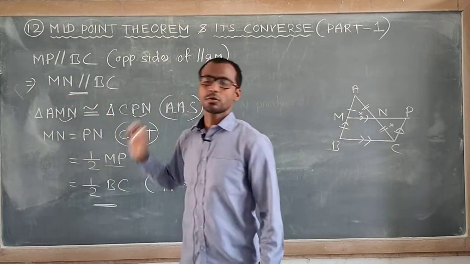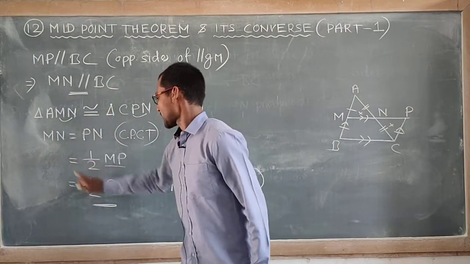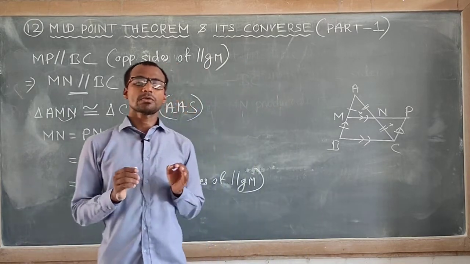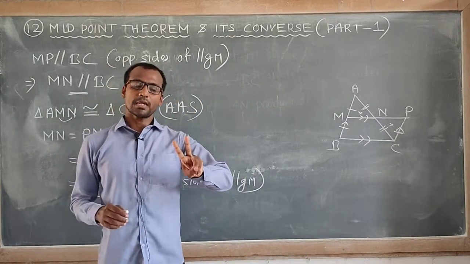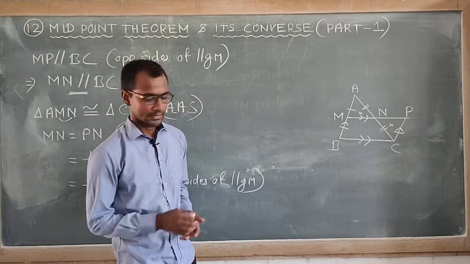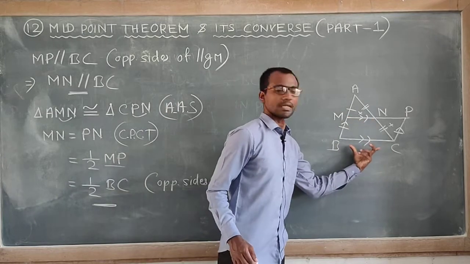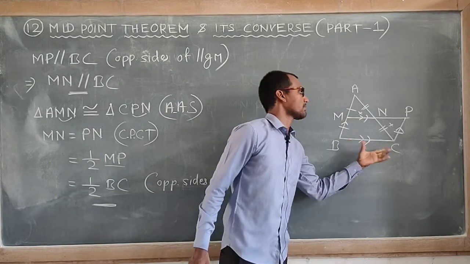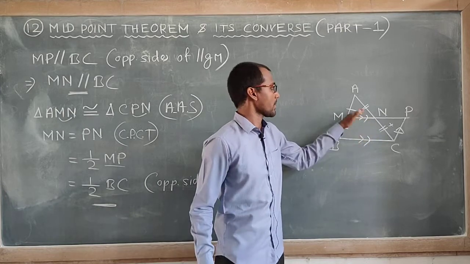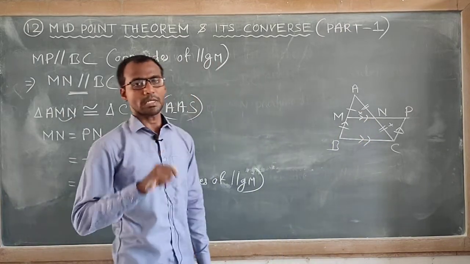First is MN is parallel to BC. Second is MN is half of BC. So remember this theorem. The line segment joining the midpoints of two sides of a triangle is parallel to the third side and is half of it. Okay. If this is 5 cm, this will be 10 cm. Or if this is 20 cm, this will be 10 cm. If this is 40, then this is 20. And these two are parallel. Okay. This is MPT, midpoint theorem.